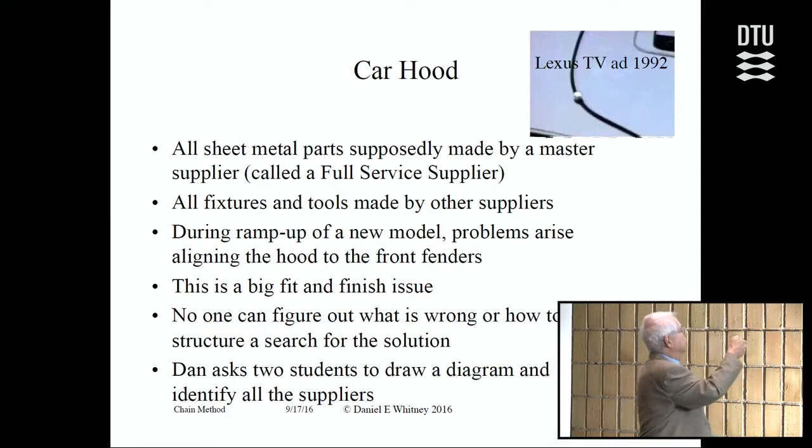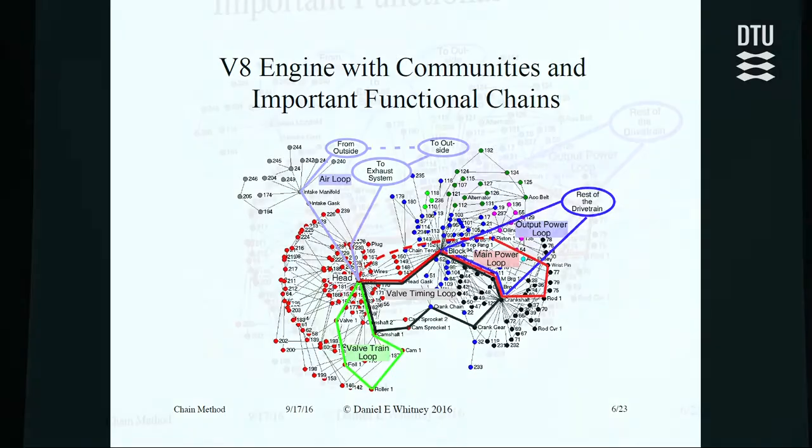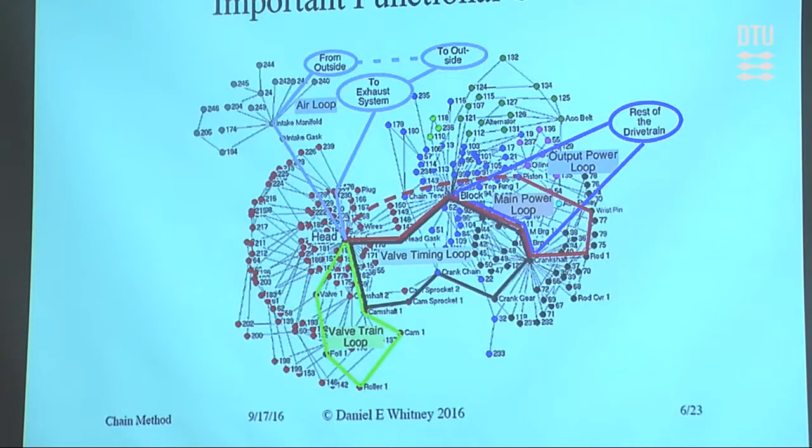Sorry, let's go back. Hello. So here's the air loop. Air comes in, it goes in through the intake manifold, into the cylinder head, out through the exhaust manifold, and out to the outside, and new air is brought in. That's the dashed line. This is the valve timing loop. There actually is a loop. There's a chain that runs, but the chain is just one of those nodes.